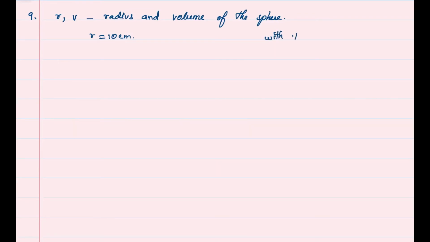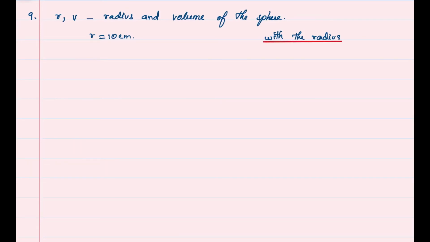Question 9. A balloon which always remains spherical has a variable radius. Find the rate at which its volume is increasing with the radius when the latter is 10 centimeters. We will define the variables which we are going to use, r and V, radius and volume of the sphere. The volume is increasing with the radius. The radius is given as 10 centimeters. We have to find the rate at which its volume is increasing with the radius.